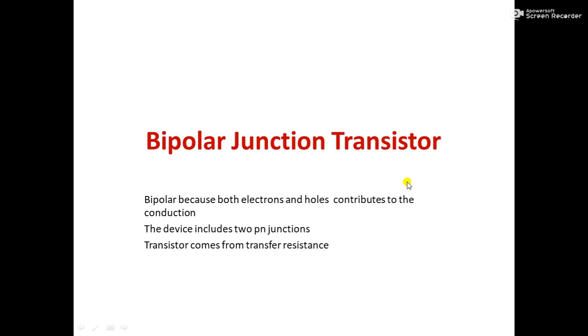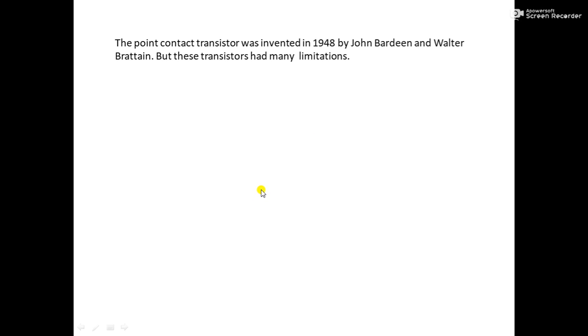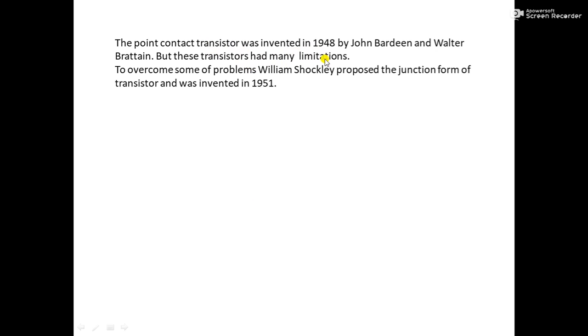As we move further, we will discuss the three statements. The point contact transistor was invented in the year 1948, but these transistors had many limitations. Limitations like it is difficult to produce on a large scale, they were electrically noisy, their performance was not reliable, and they could not be used for large power gain. To overcome some of the problems, William Shockley proposed the junction form of transistor.